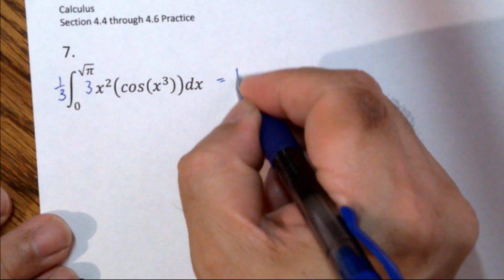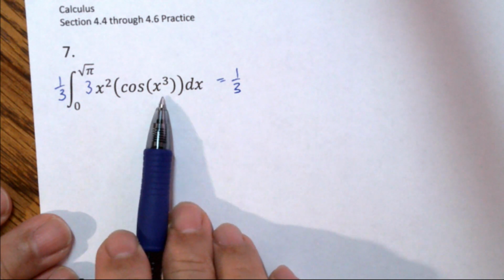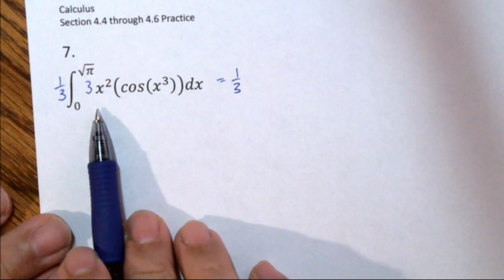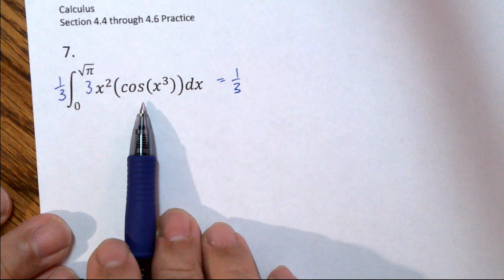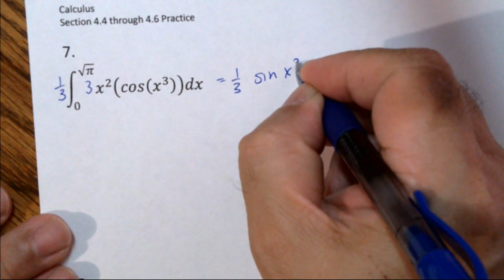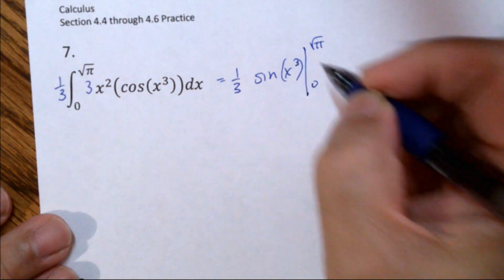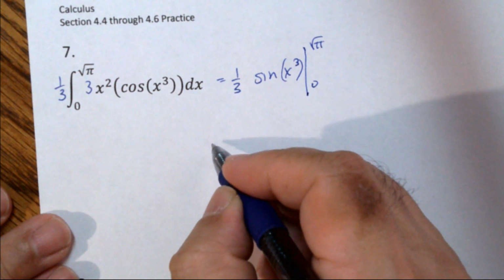Now I can just integrate. I'm just going to integrate cosine because I have the derivative of the inside lurking out here somewhere. So the cosine is the derivative of sine. So when I integrate, it's sine x cubed, take it from 0 to the square root of pi. All right? And that's horrible.